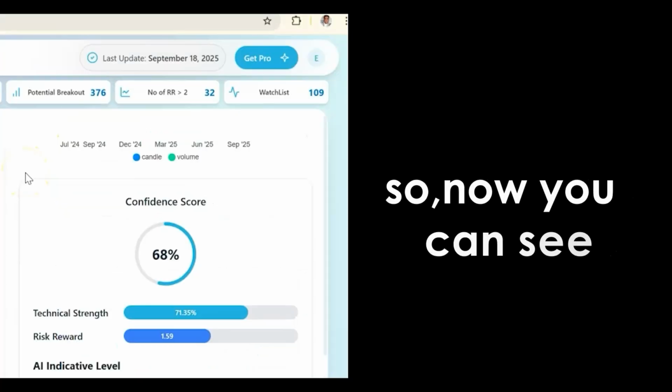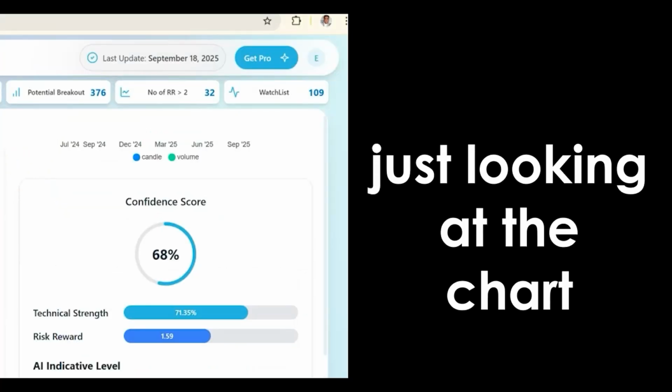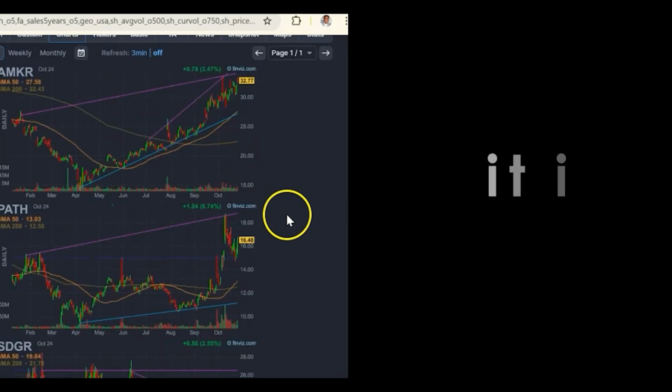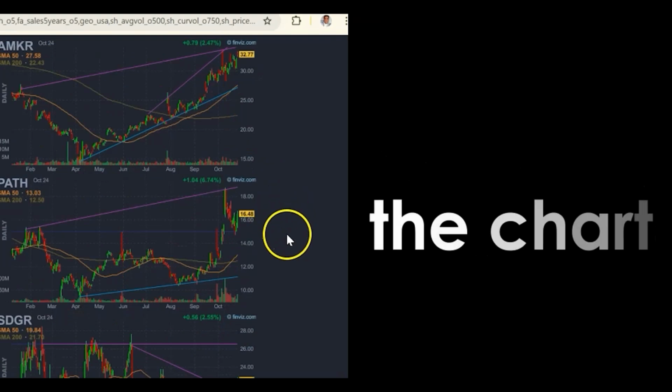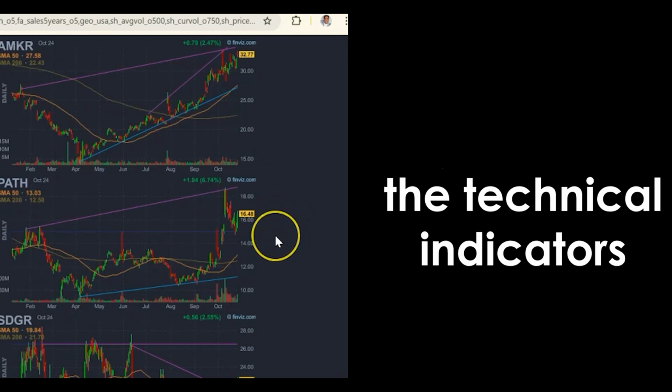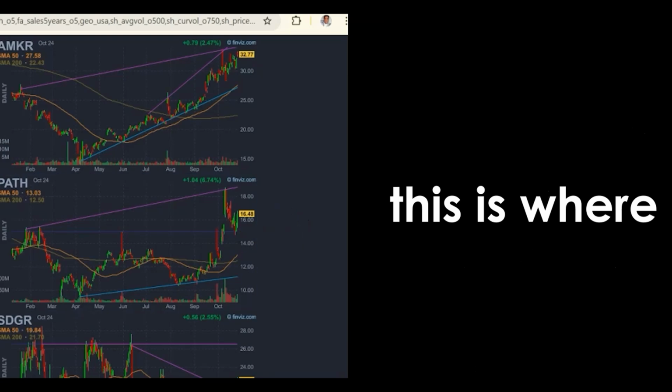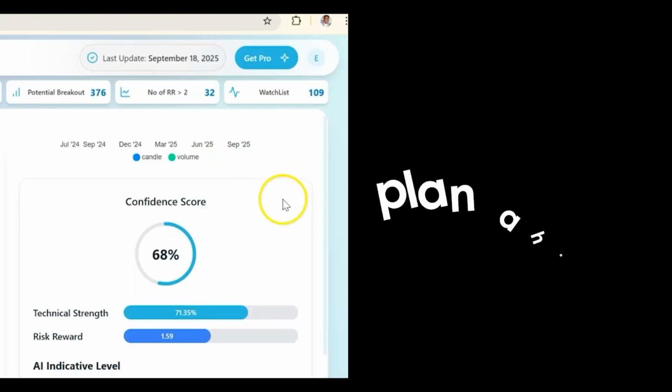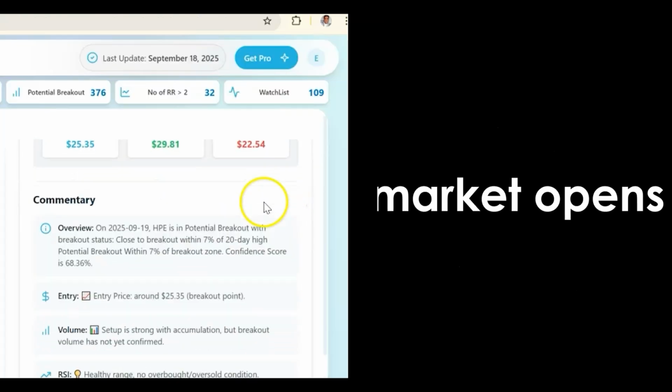So now you can see it is not about just looking at the chart, what the screener brings. It is also about understanding the chart way beyond what the technical indicators give you. This is where AI stocks can help you to plan ahead before the market opens the next day.